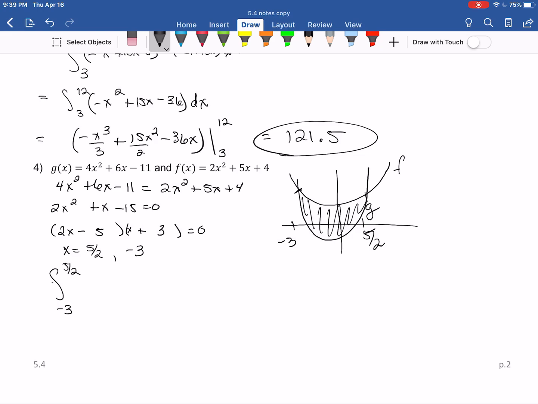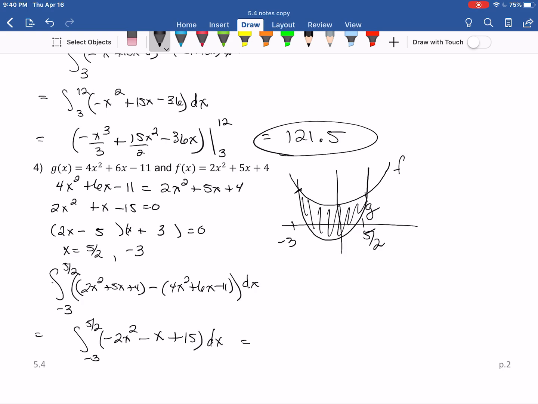All right, now the top function we said was f, right? So 2x squared plus 5x plus 4 on top, minus the bottom function, 4x squared plus 6x minus 11, and dx is our variable of integration. And I can distribute the negative sign and combine some like terms. 2x squared minus 4x squared is -2x squared. 5x minus 6x is minus x. And 4 plus 11, 15, with respect to x. You end up getting -2x cubed over 3 minus x squared over 2 plus 15x. This goes from -3 to 5/2. Plug in the numbers in your calculator, the upper limit minus the lower limit. Work it out, check my answer, 55.46 is what I got.